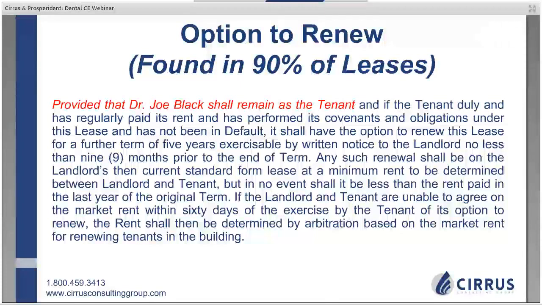In other cases, it'll simply say the tenant, but as you'll notice here highlighted in red, the word tenant is capitalized. And for many of you, it'll say the tenant, capital T for the word tenant, shall have 2 5-year renewal options or 1 5-year renewal option. The reason that the word tenant is capitalized is because it is actually a defined term.